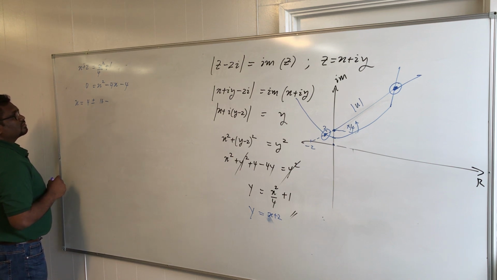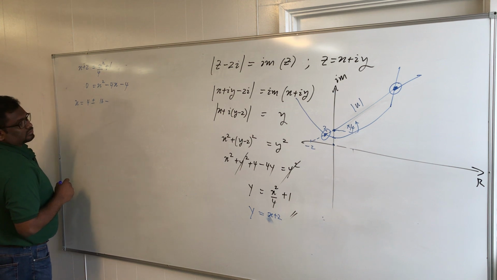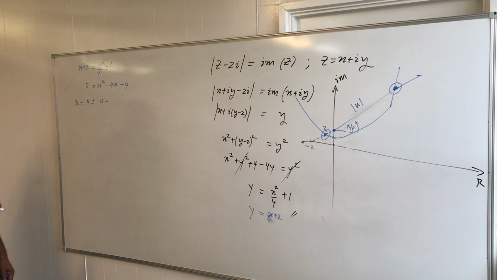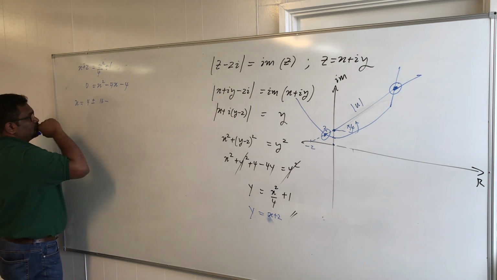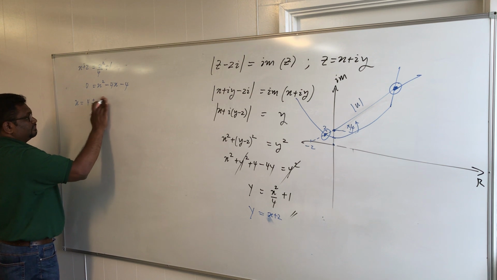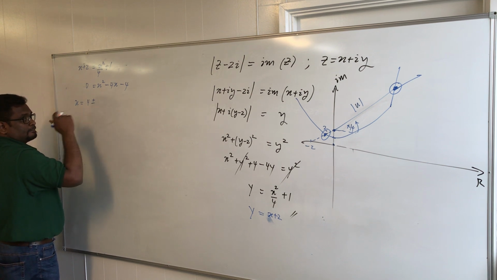It's not 16. It's 4 plus or minus root b squared, 16 minus negative 16, so it's 16 plus 16. Yeah, so it's 32, right? Root 32.